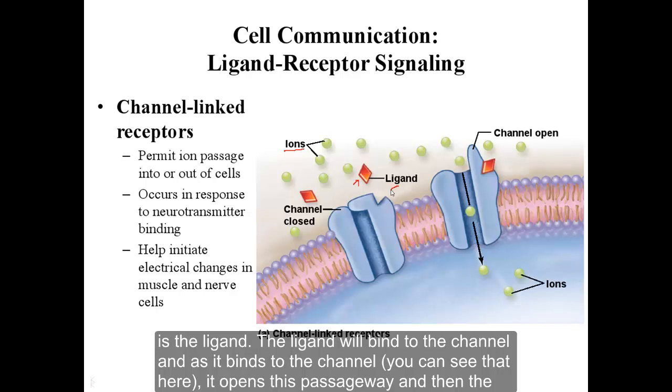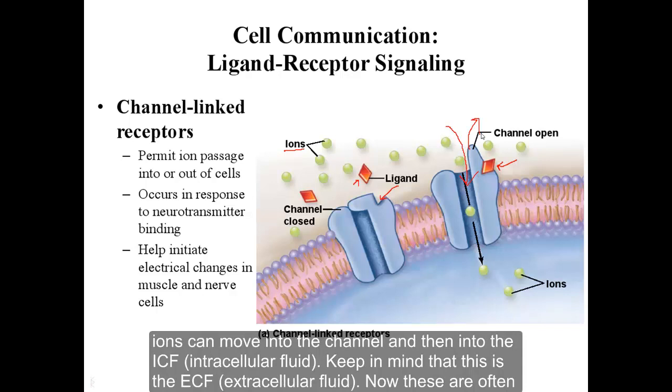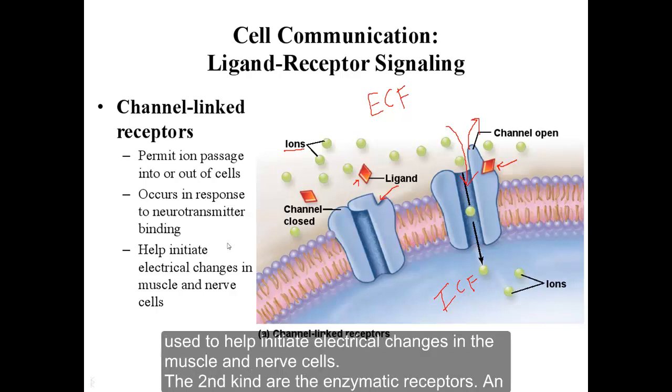And the ligand will bind to the channel, and as it binds to the channel, you can see that here, it opens this passageway, and then the ions can move into the channel and then into the ICF, which is the intracellular fluid. Now keep in mind, this is the ECF, which means extracellular fluid. Now these are often used to help initiate electrical changes in the muscle and nerve cells.